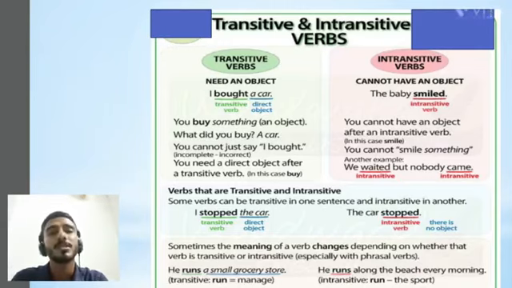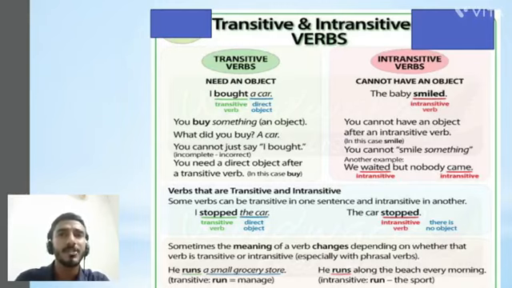So a transitive verb always needs the support of an object, or else it won't create a sentence with a complete meaning. It can't stay alone. For example, I bought a car. There, bought needs the support of a direct object, a car. So in that sentence, bought is the transitive verb and car is the supporting direct object. The presence of a car is helping that sentence to achieve a complete meaning.